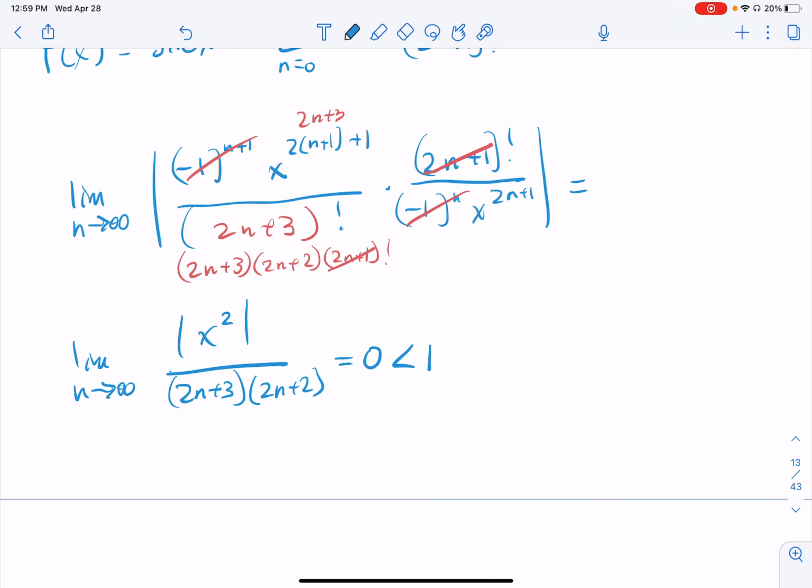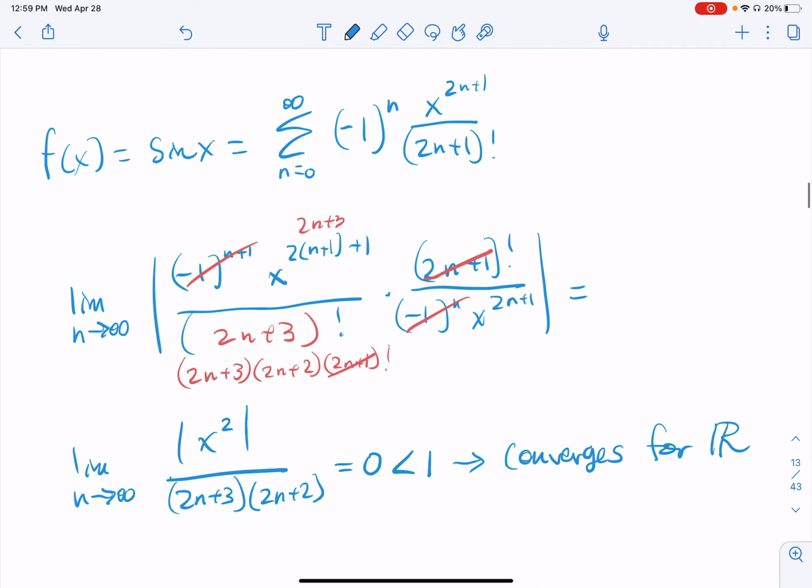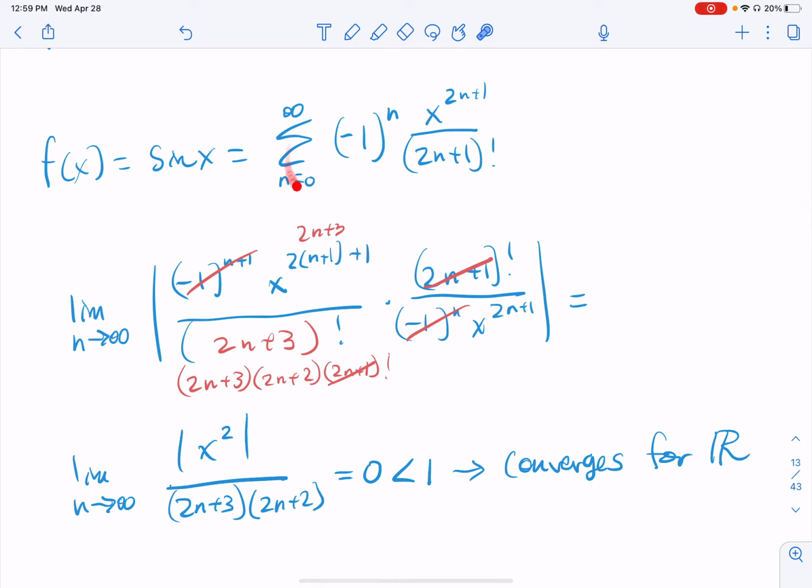What does that mean? That means that this thing converges for all real numbers. The domain of this power series, which is technically the Maclaurin series, it's going to converge to sine x for all values of x.